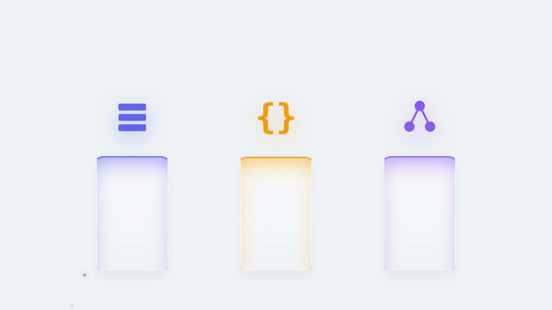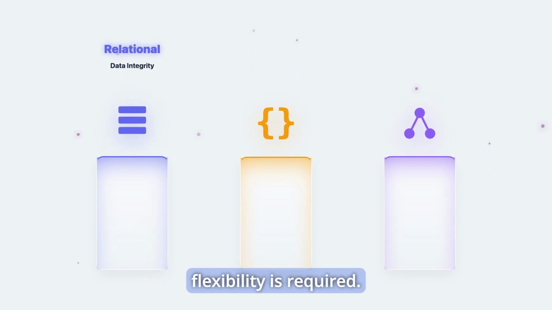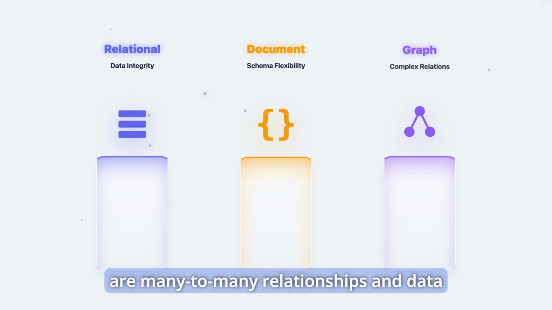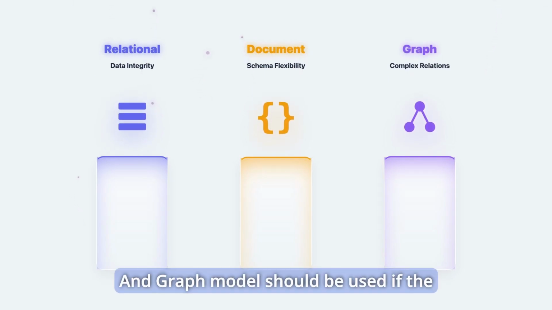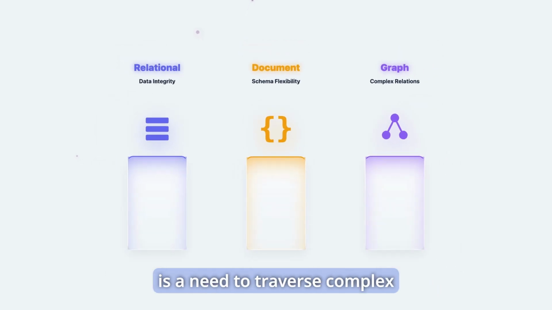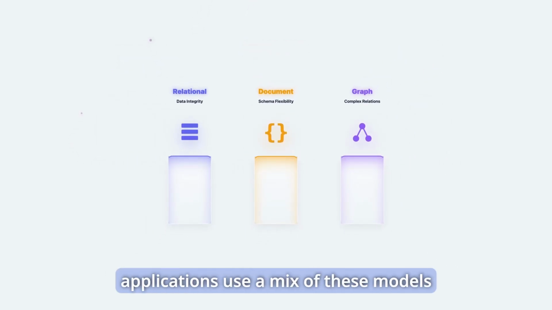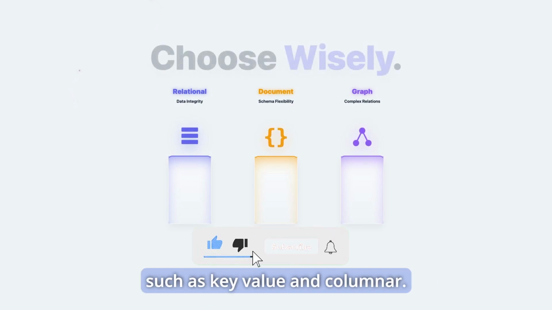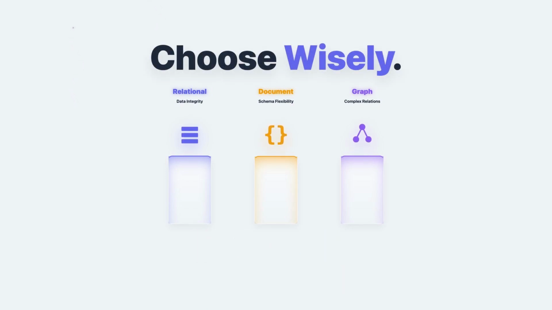So what's the takeaway then? Document models should be used if the data is mostly self-contained and schema flexibility is required. Relational models should be used if there are many-to-many relationships and data integrity needs to be ensured through normalization. And graph models should be used if the data is highly interconnected and there is a need to traverse complex relationships efficiently. In a real-world scenario, most applications use a mix of these models alongside additional models such as key-value and columnar. The data model you choose becomes the limit for your system's evolution, so choose wisely.